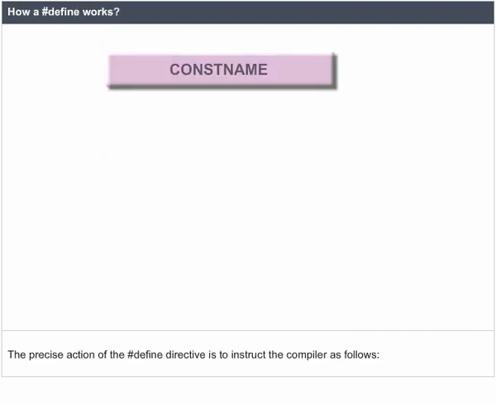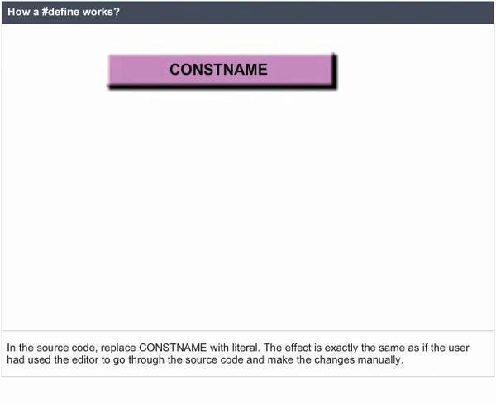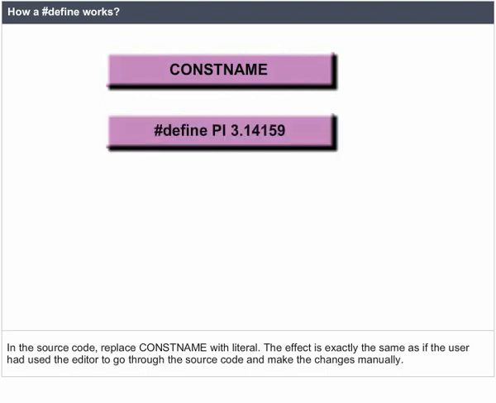How a #define works? The precise action of the #define directive is to instruct the compiler as follows. In the source code, replace const name with literal. The effect is exactly the same as if the user had used the editor to go through the source code and make the changes manually.